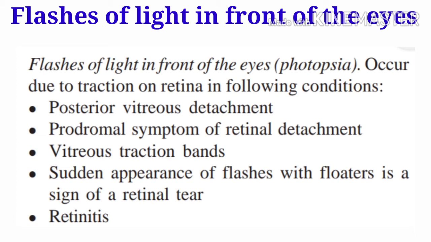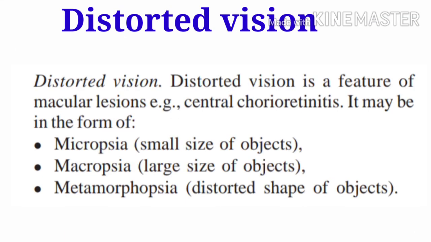on the retina in the following conditions: posterior vitreous detachment, prodromal symptoms of retinal detachment, vitreous traction band, retinitis. Distortion of vision is a feature of macular lesions, such as central chorioretinitis. It may take the form of micropsia, small size of objects; macropsia, large size of objects; or metamorphopsia, distorted shape of objects.